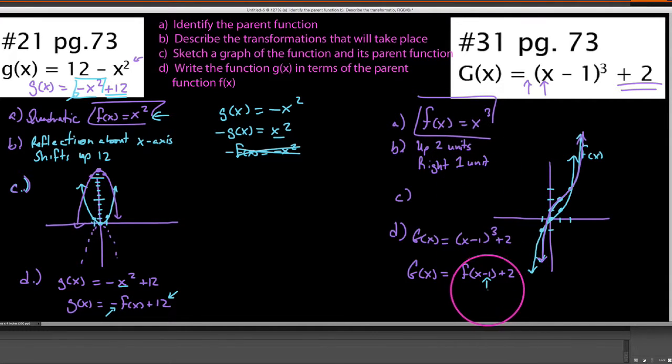So now we can clearly see that we have a right 1 shift, right 1, and we have an up 2 shift. Okay, with no stretches because we're just multiplying by 1 out front, and no reflections because this is a positive 1 times our y values, and we have a positive 1 times our x values.